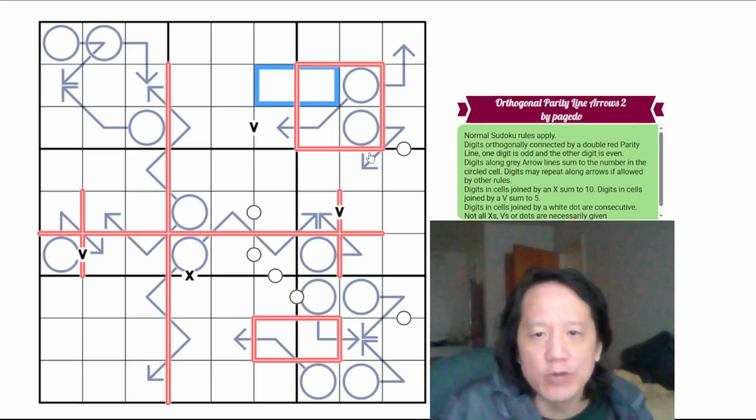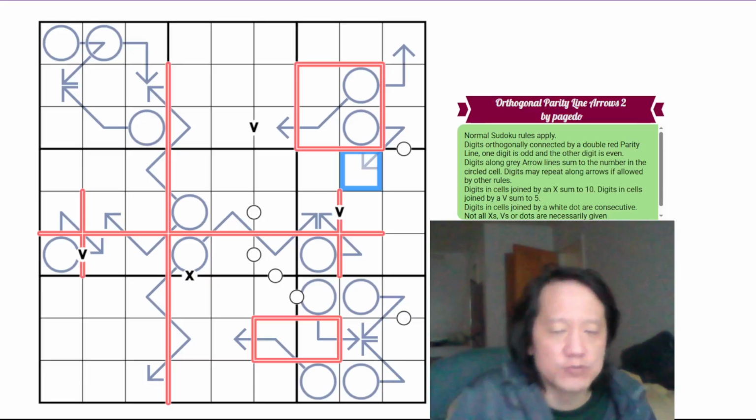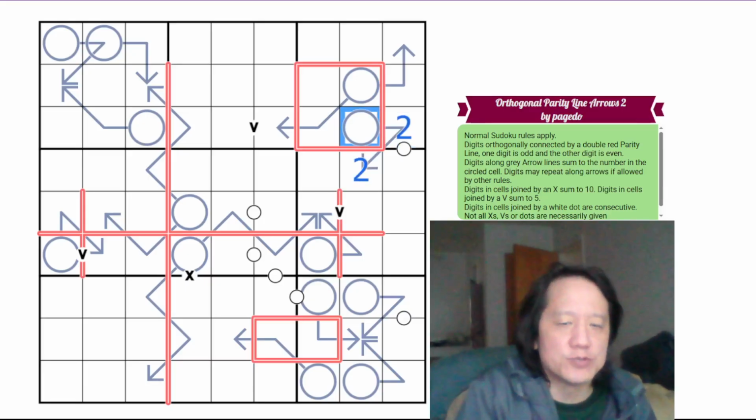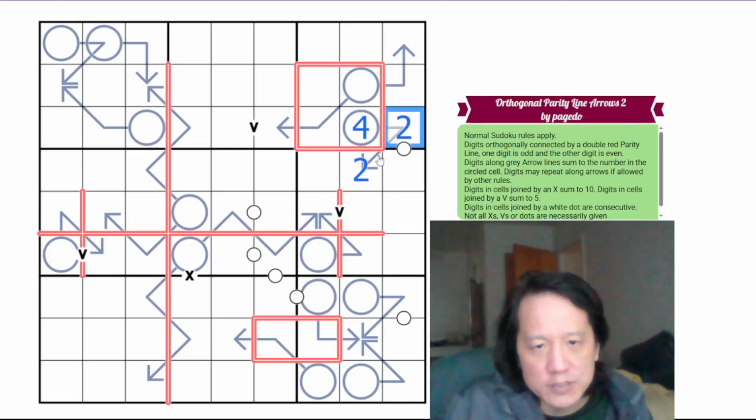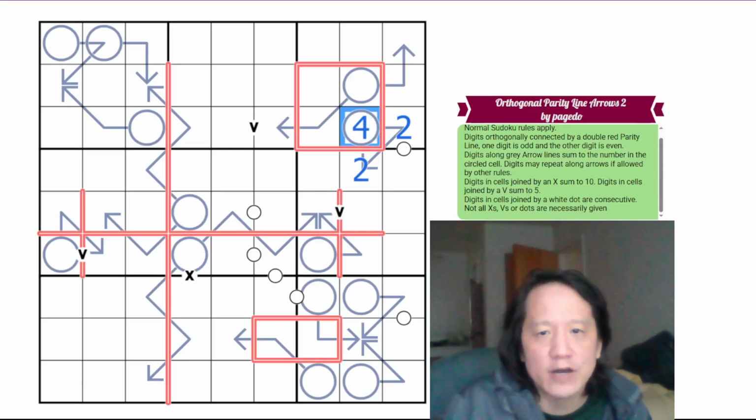Digits along gray arrow lines sum to the number in the circled cell. Digits may repeat along arrows if allowed by other rules. So for example, if this were, say, 2 and 2, this would have to be a 4, because these two digits along the arrow must sum up to what the digit in the circle is. And that's an example of how arrows work.